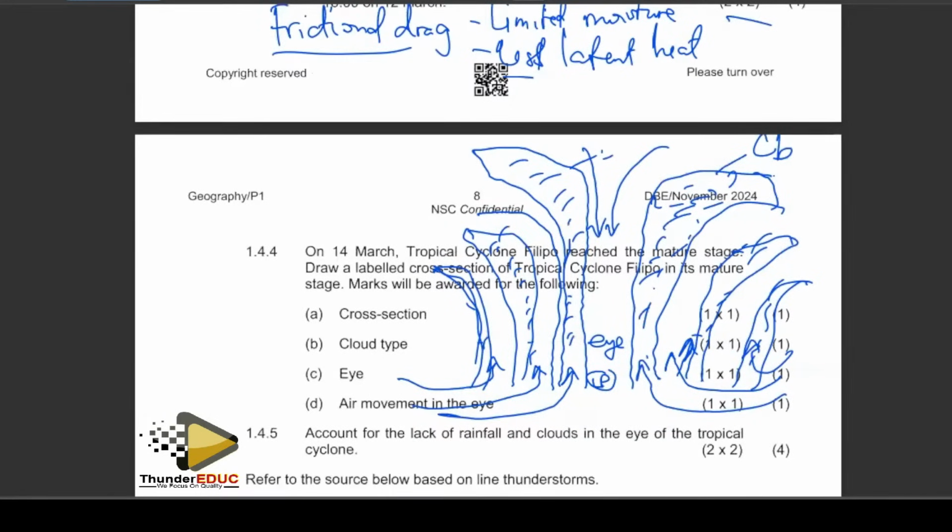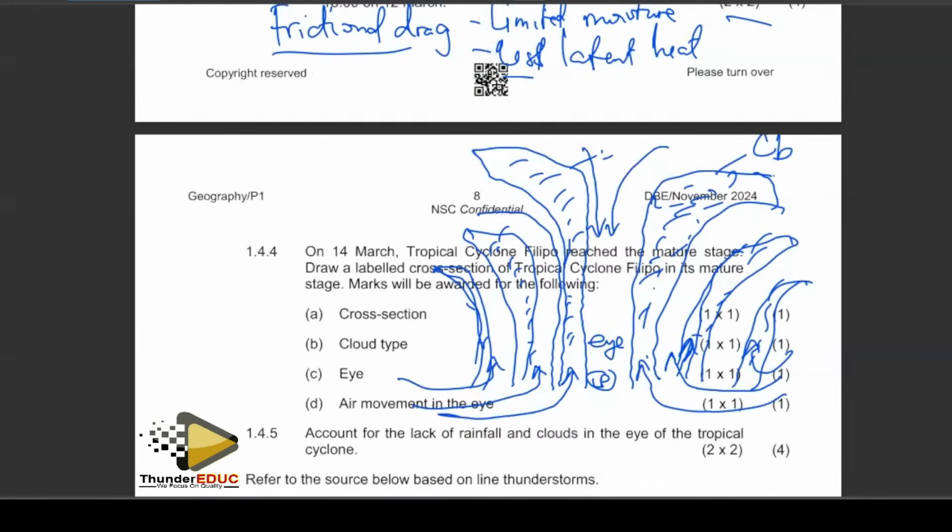So what I'm supposed to do there is to get a mark for drawing a proper cross-section, though mine is not very accurate because of what I'm using. But if you are drawing with your pencil, you must have an accurate and clear illustration, and also indicate the nature of the cloud, the type of the clouds.